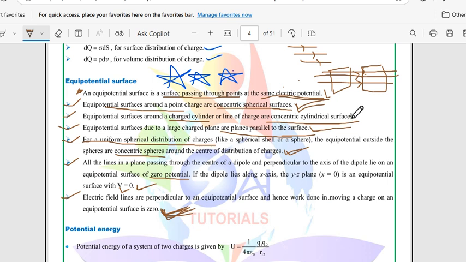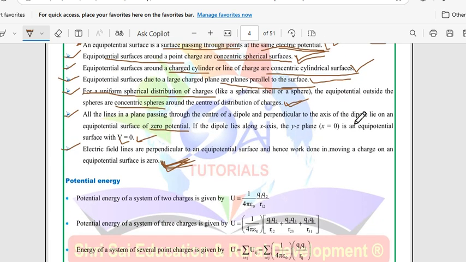Whatever surfaces you consider, the charge distribution will also be in the same shape. Equipotential surfaces around a point charge are concentric spherical surfaces. Equipotential surfaces around a charged cylinder or a line of charge are concentric cylindrical surfaces. Equipotential surfaces due to a large charged plane are planes parallel to the surface.